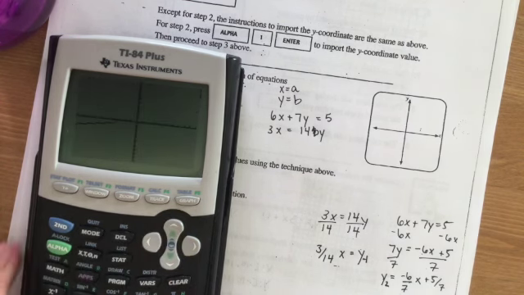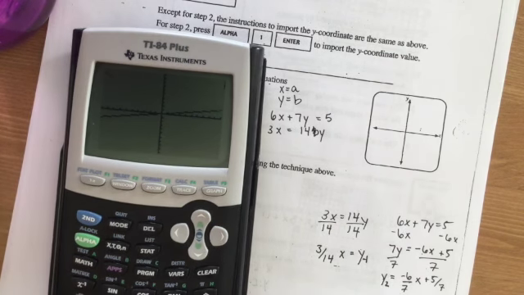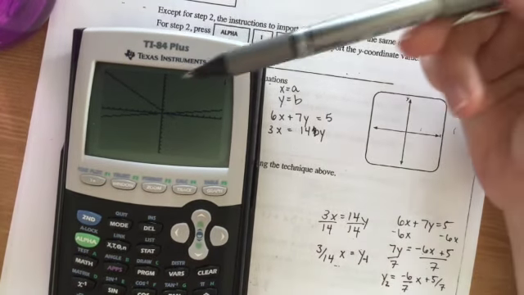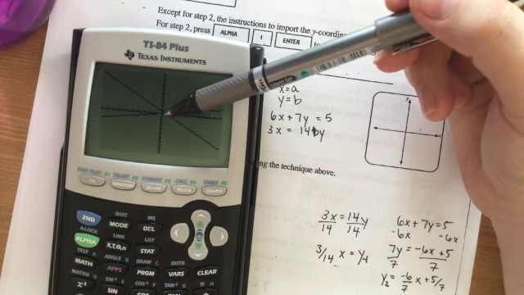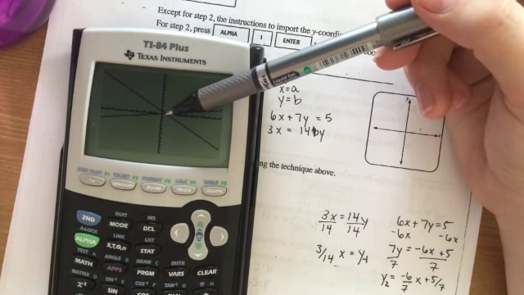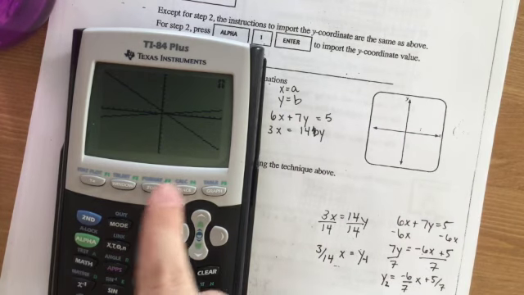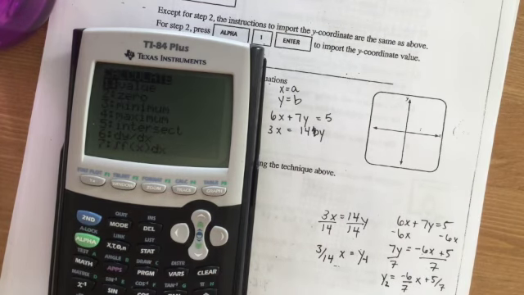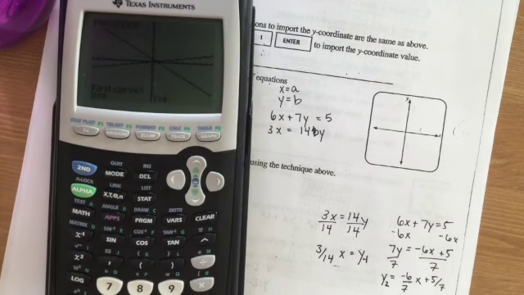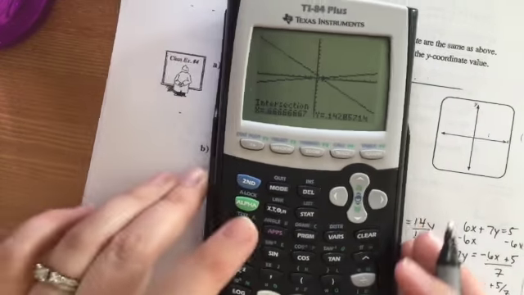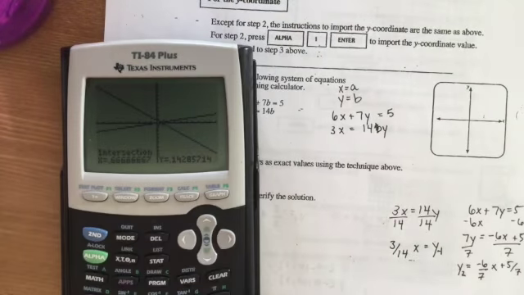Graph. See if I can see where they meet. Looks like right here, pretty close to the origin there. I want to know what the coordinates are, so I go second calc. Where do they meet? Where do they intersect? That's number 5 for the shortcut. Enter, enter, enter. Intersection, all in decimals.